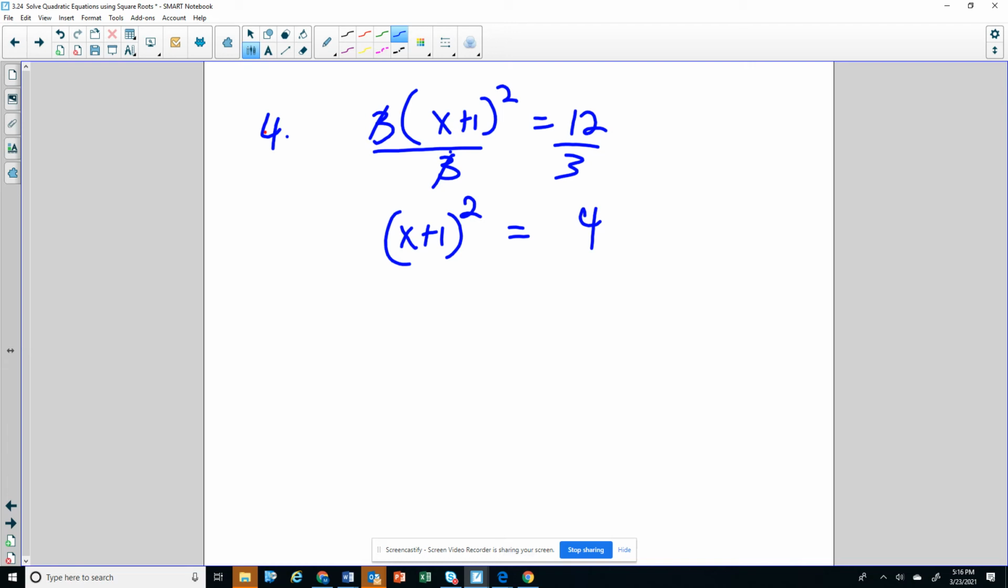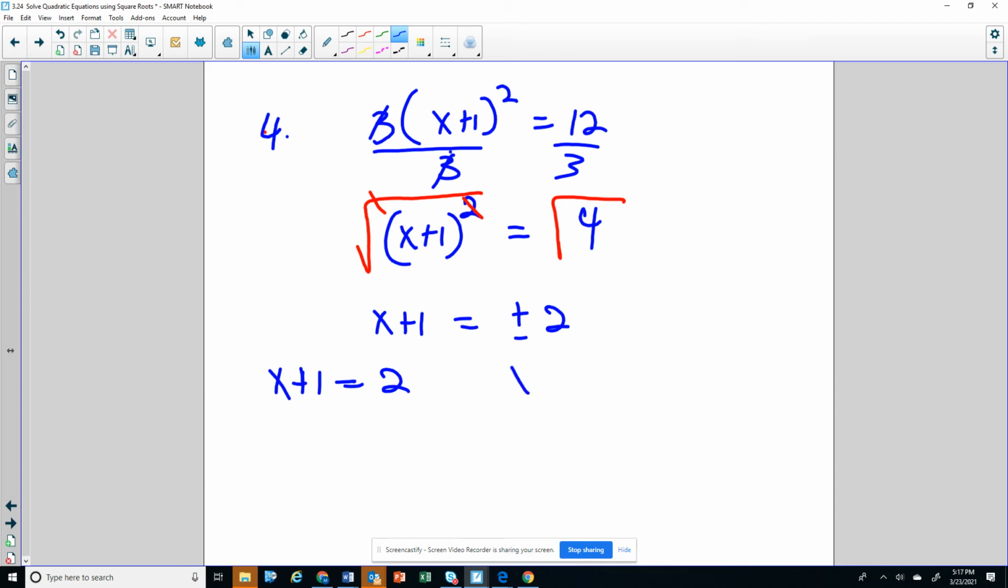Now, to cancel the square, I'm going to take the square root. Again, on both sides, the square root cancels the 2, and I'm left with x plus 1 is equal to the square root of 4. It's 2. I'm going to get 2 answers, the positive square root and the negative square root. So I'm going to have 2 equations: x plus 1 is equal to 2, and x plus 1 is equal to negative 2.